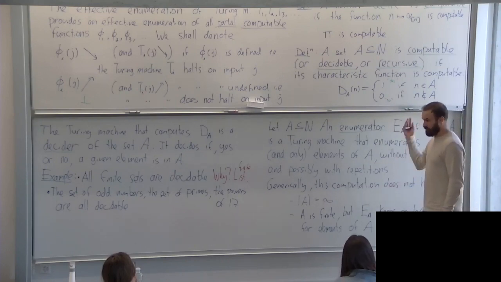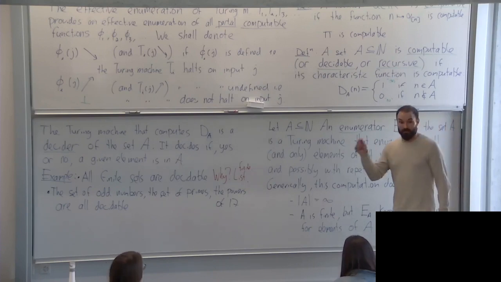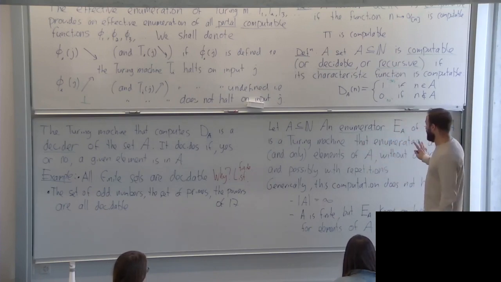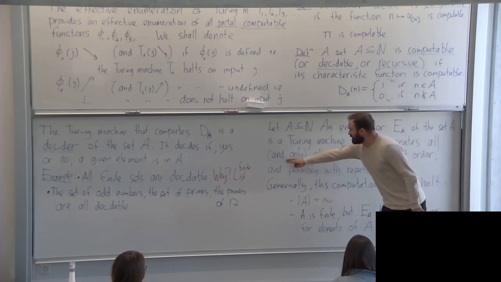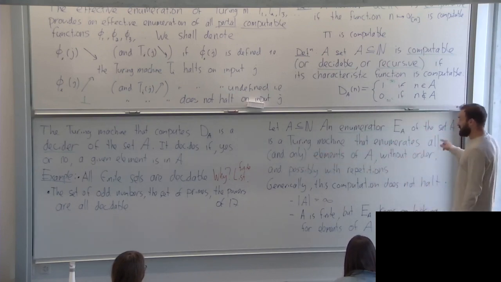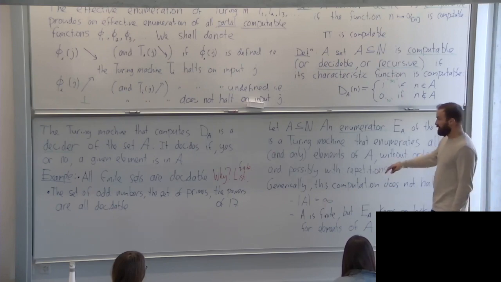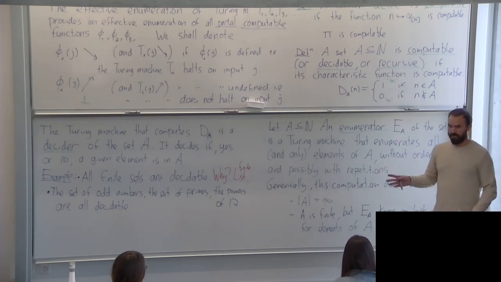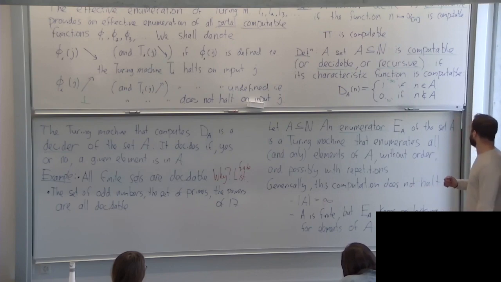It just produces some numbers. All the numbers that it produces are in fact in A, so it's never giving us something that is not in A. It might output the same number twice. That's fine. Repetitions are allowed. And there's no order in which it outputs them.